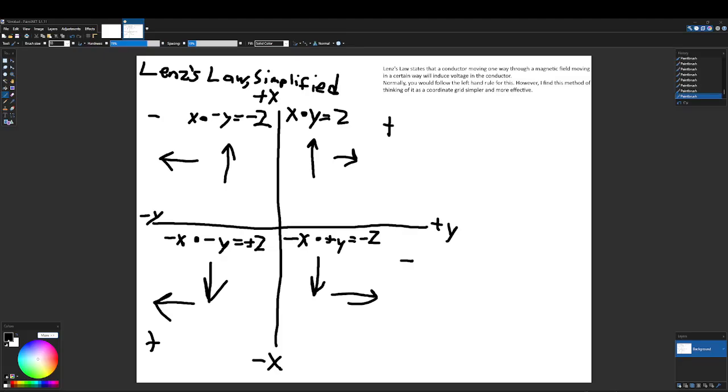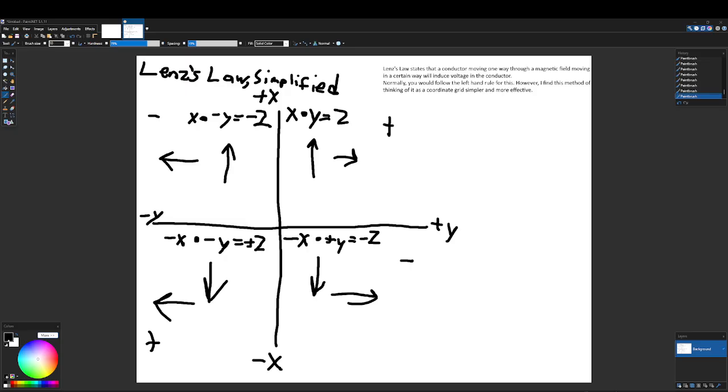Okay, so welcome to the simplified explanation of Lenz's left-hand rule, slash Lenz's law. I find the whole left-hand rule part of it to be quite confusing because, in my opinion, it just doesn't make much sense, especially if you have to switch your hands. I have never been able to comprehend it in the way that our teachers explained it.